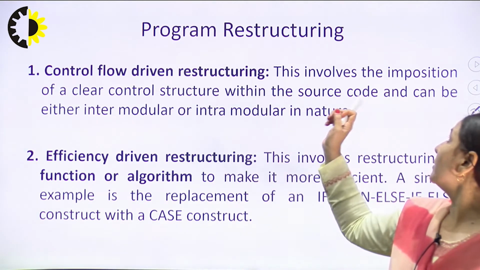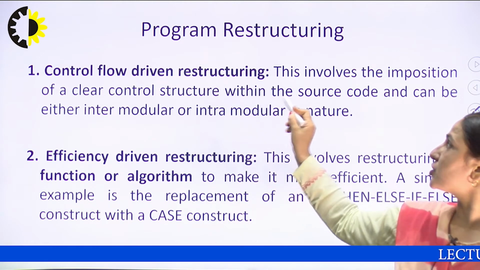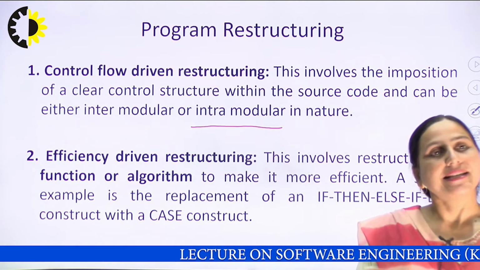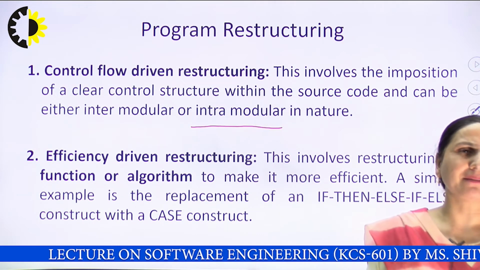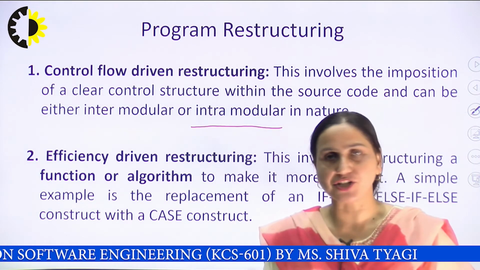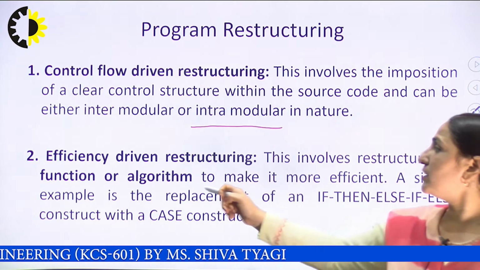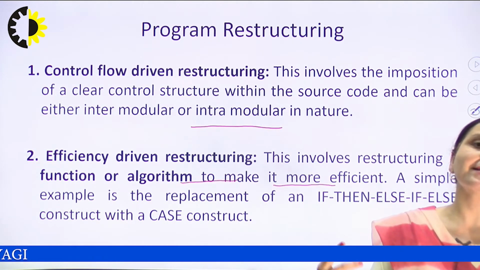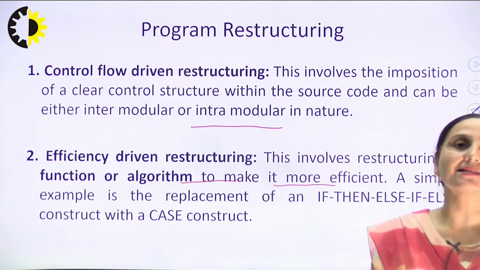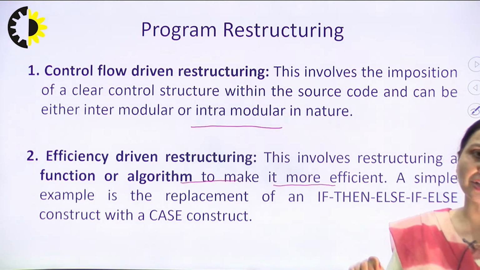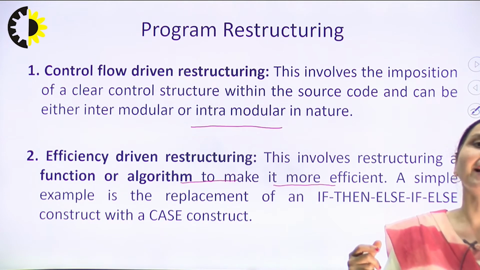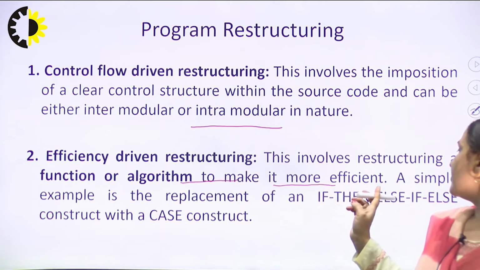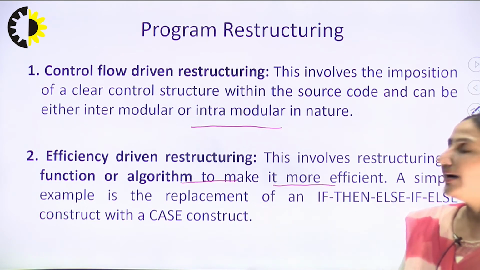This is something that involves the imposition of clear control structure within the source code and can either be modular or intramodular in nature. Second is efficiency-driven restructuring, that means simply restructuring based on efficiency. So, this involves restructuring the function or the algorithm to make it more efficient, since the main aim is that we want to make the system more efficient. A simple example is the replacement of if-then-else with a particular type of case environment.